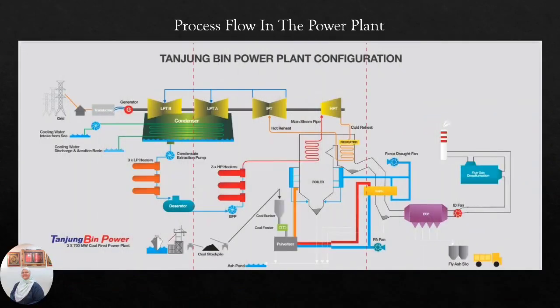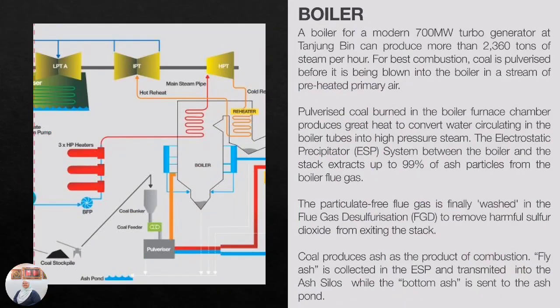So now, let's talk about the process flow of this power plant in generating electricity. A boiler for a modern 700 megawatt turbo generator at Tanjung Bin can produce more than 2,360 tons of steam per hour. For best combustion, coal is pulverized before it is blown into the boiler in a stream of preheated primary air. Pulverized coal burning in the boiler furnace chamber produces great heat to convert water circulating in the boiler tubes into high pressure steam.